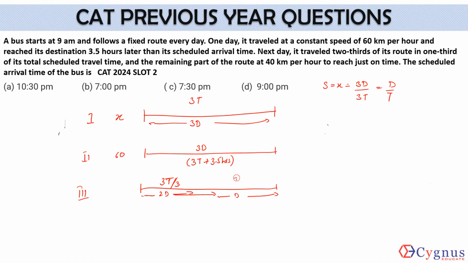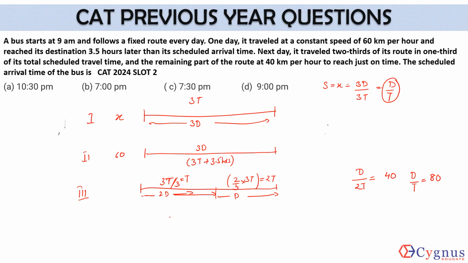Now, how much is left? Two-thirds of 3t. That means he covered the remaining d in how much time? Two-thirds of 3t comes out to be 2t. And the remaining part of the route at 40 kilometers per hour, that means his speed for the second part of the journey in the third case is 40. He has covered d kilometers in 2t, and this is given equal to 40 kilometers per hour. So can we say d by t must be equal to 80? And what was d by t? His usual speed, which is equal to 80.